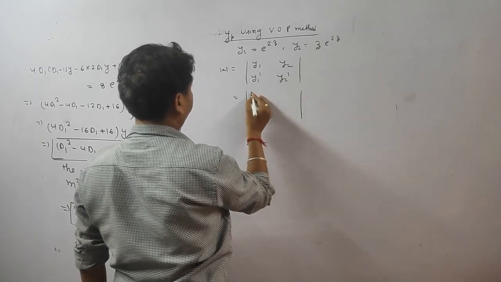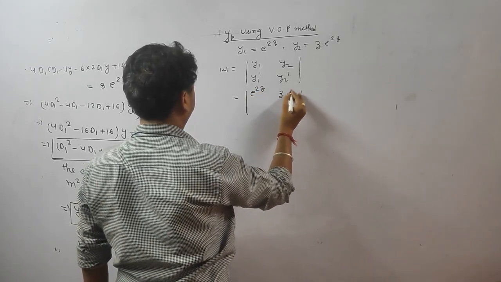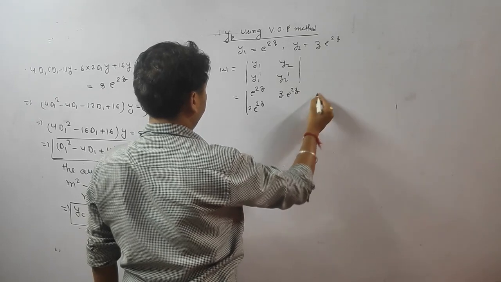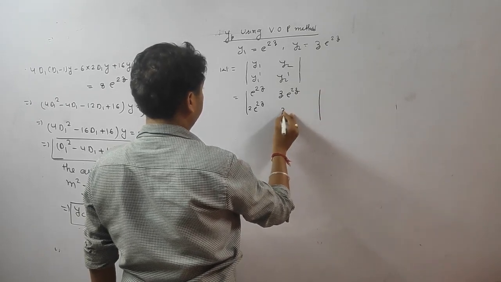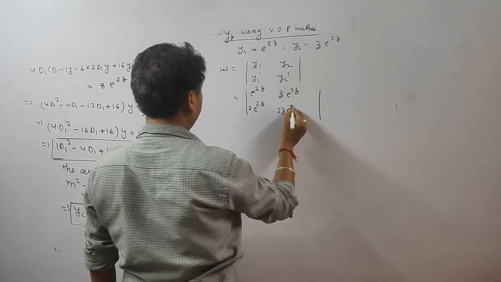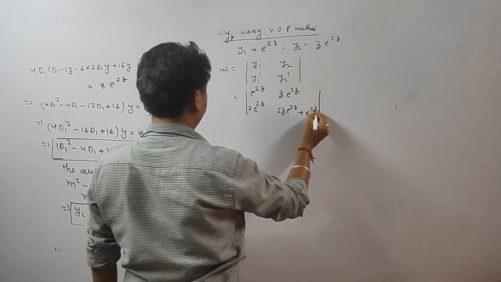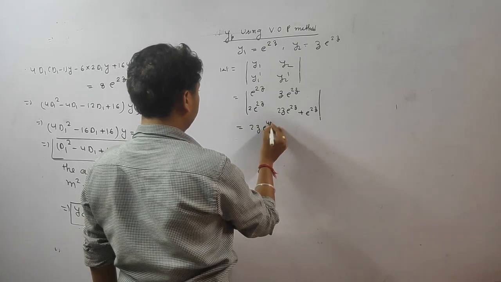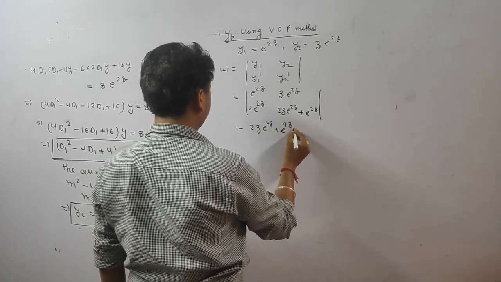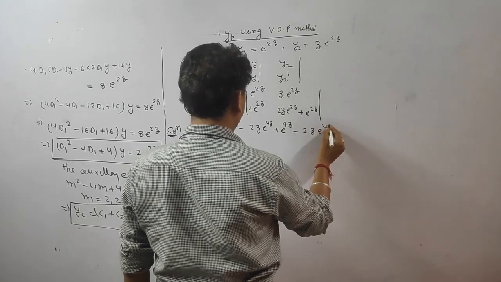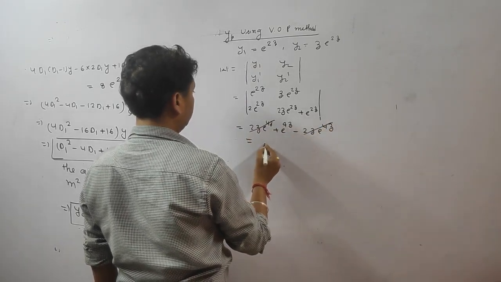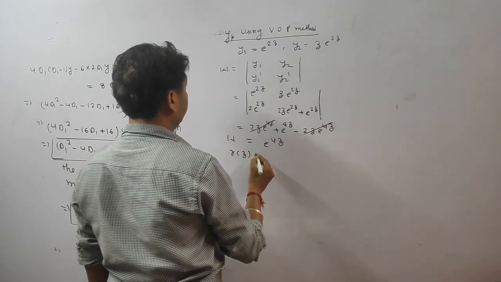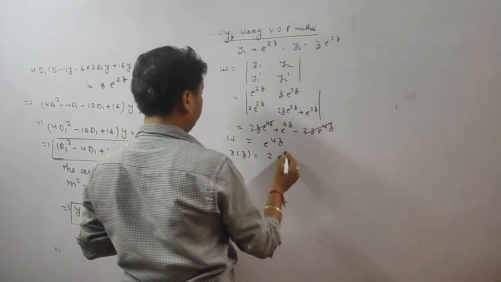What is Y1? Simplify. This is your W. What is your RZ? RZ is right hand side, that is what? 2 e to the power 2z.